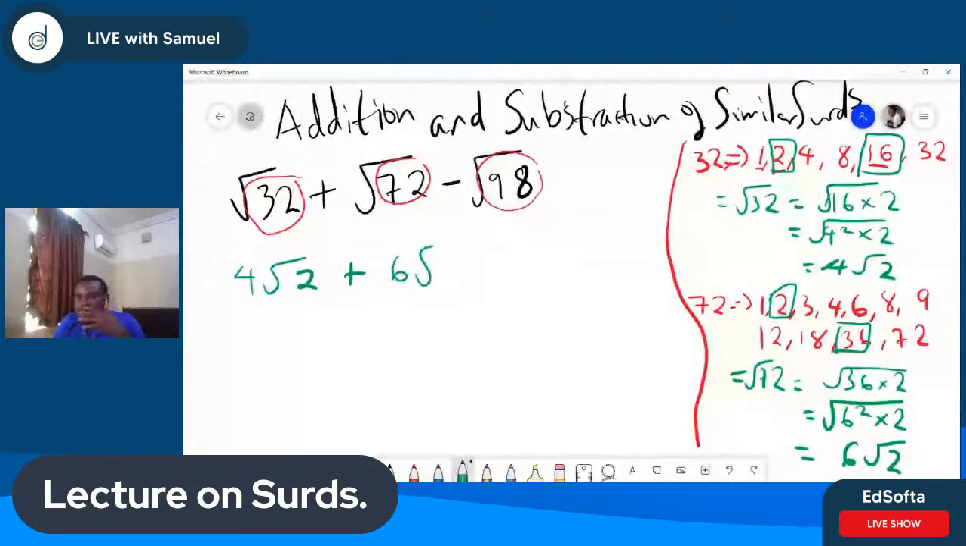And we have 98. Let's just cut out. We might have to erase this one to do that for 98.